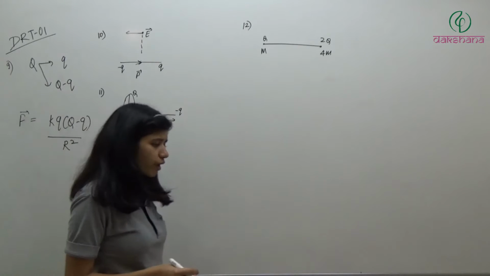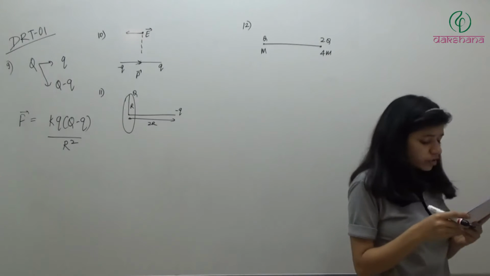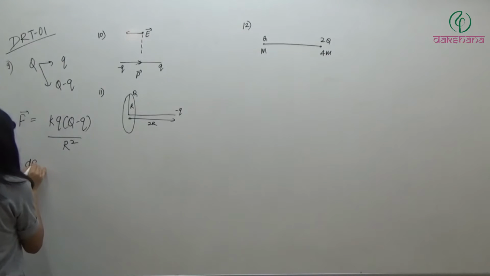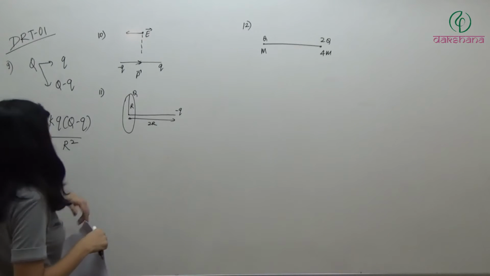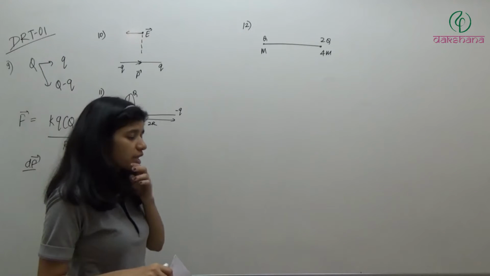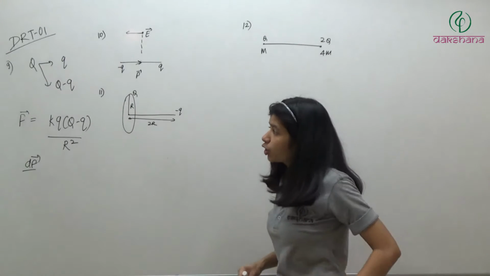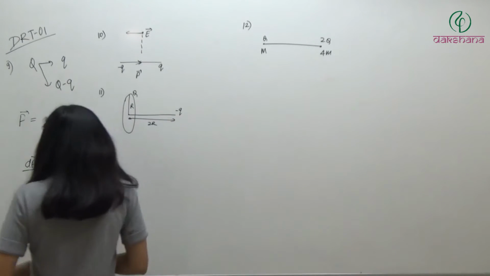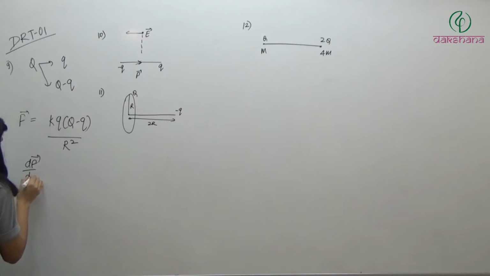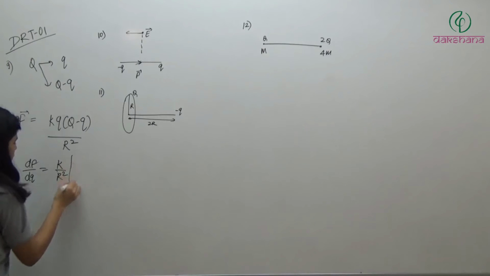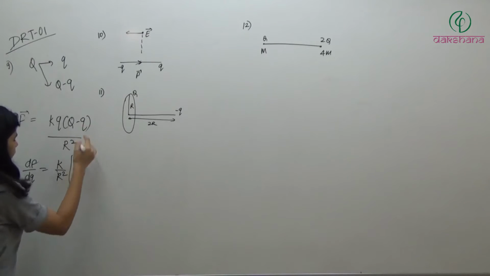Now if we want to find out the maximum force, what we'll do? Just differentiate it. So we'll have dF with respect to what? We have to differentiate with respect to q because the separation between them is fixed. It is capital R. The capital Q is fixed. So with what will we differentiate? With respect to dq. Right? So what will come here? K divided by R square is constant. Keep Q constant. Differentiate this.